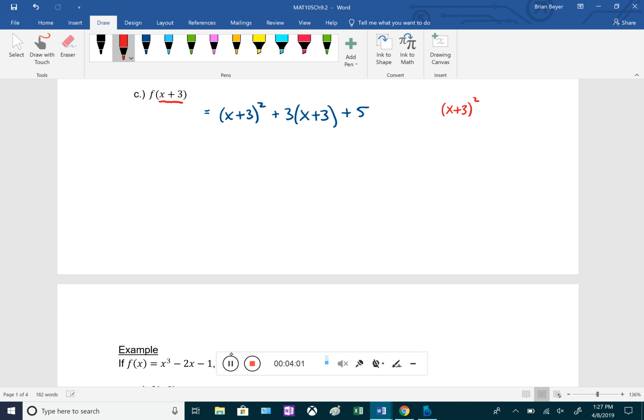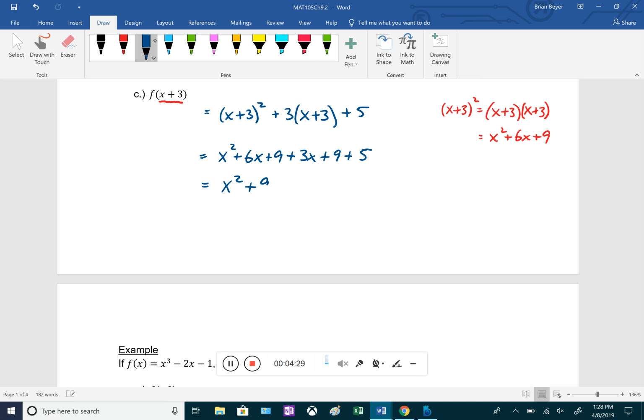So x plus 3 squared, hopefully we can do that in our head. If you can't, you have to write it out like this. And then you have to distribute, or FOIL. We would get x squared plus 6x plus 9. So that whole first portion becomes x squared plus 6x plus 9. Distribute that 3, we get 3x plus 9. And then plus that 5. Combine like terms, we get x squared plus 9x plus 23. And that is our f of x plus 3.